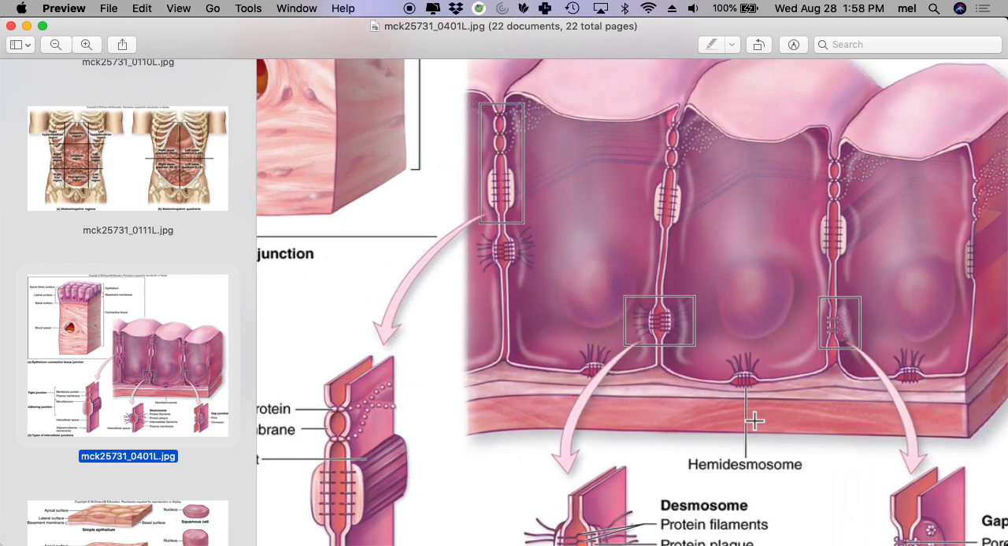Can you see it right here, this hemidesmosome? It's actually attaching, okay? So what it really does is it attaches with some protein fibers from the cytoskeleton of the epithelial tissue into the fibers of the connective tissue and keeps it stuck. And you've actually experienced hemidesmosomes before, but you might not have noticed.